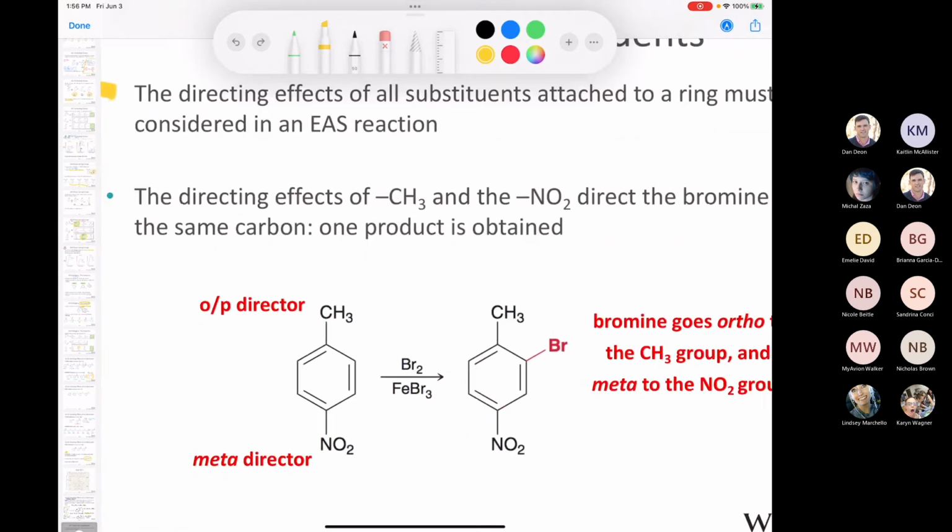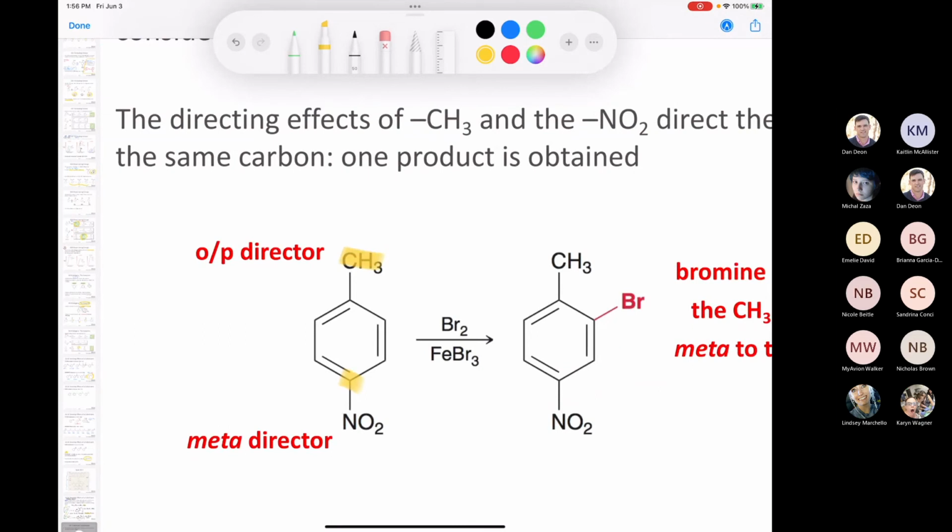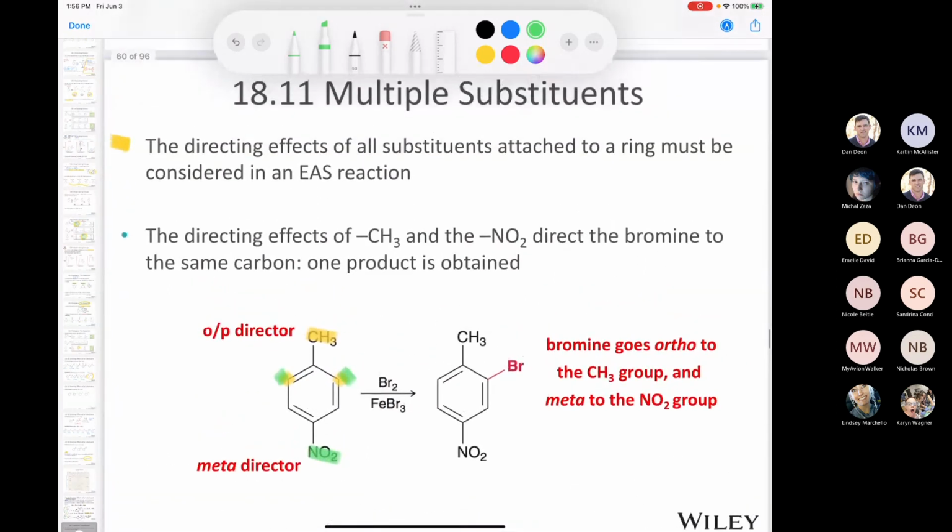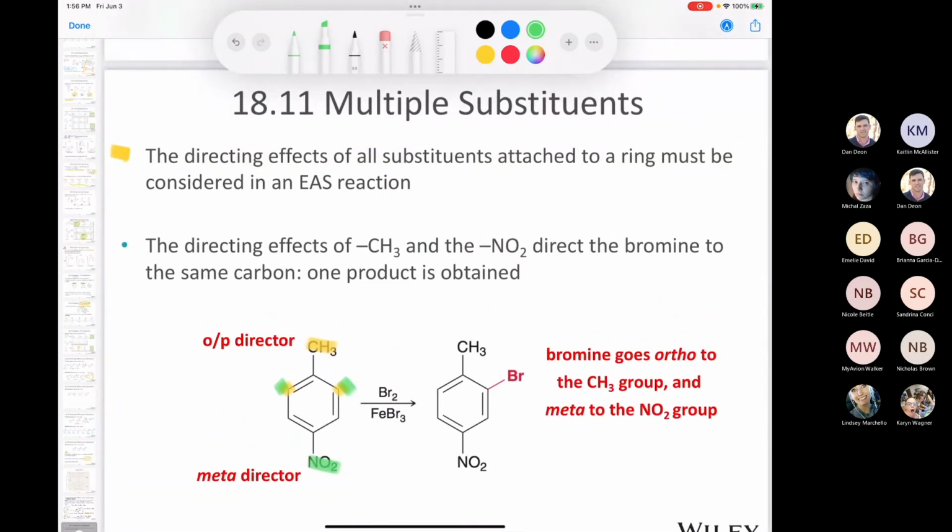What are the ortho and para positions to the methyl? Let me use my highlighter. This is a para position. Nothing is going there, my friends, because there's already a nitro group in the way. So forget that. But these are the 2 ortho positions. Well, we know that a nitro is a meta director. Where are the meta positions to the nitro? Here and here. So both of these groups are directing to the exact same place. So it's no question asked. No, not a no-brainer, I shouldn't say that. I don't like that expression, but I think it's obvious that the bromination is going to be forced into the ortho position to the methyl group and the meta position to the nitro.